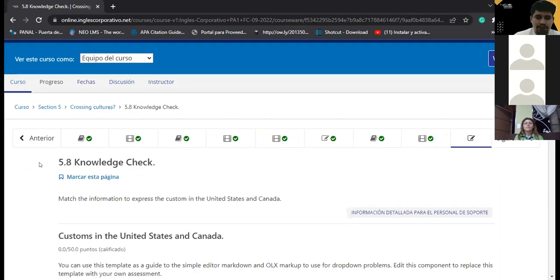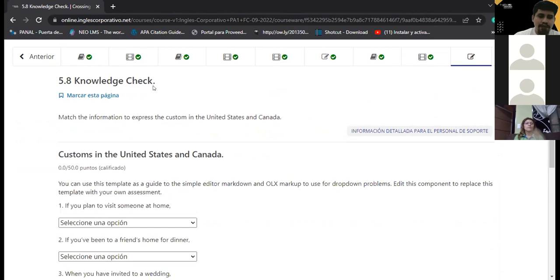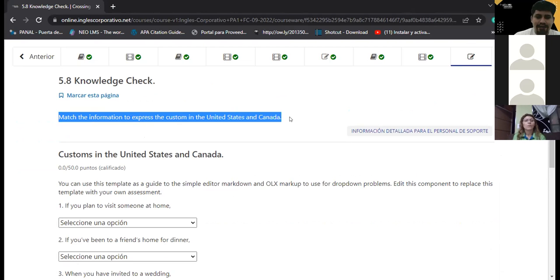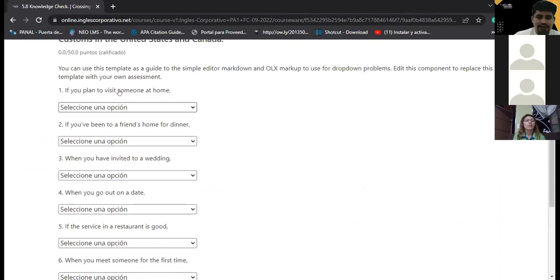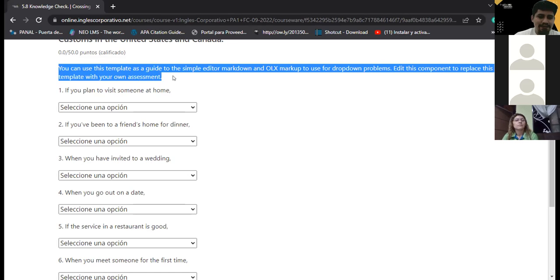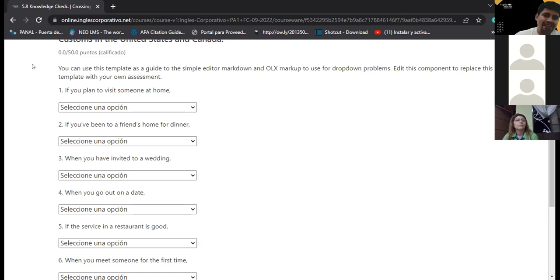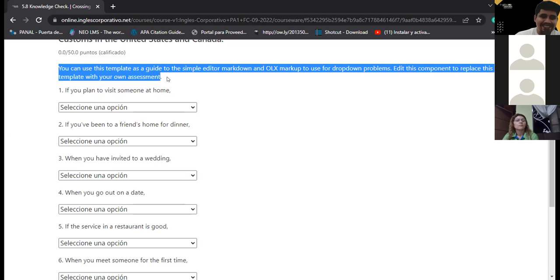So let me move on to this part, 5.A, where we have the knowledge check. It says, match the information to express the custom in the United States and Canada. Take a look at these sentences. For instance, it says, you can use this template as a guide to the simple Detroit markdown or OLX markup to use for drop-down problems. Edit this component to replace the template with your own assessment. There is something that must not be here because this is an instruction for how to edit this. Not pay attention to that, I think it's wrong.